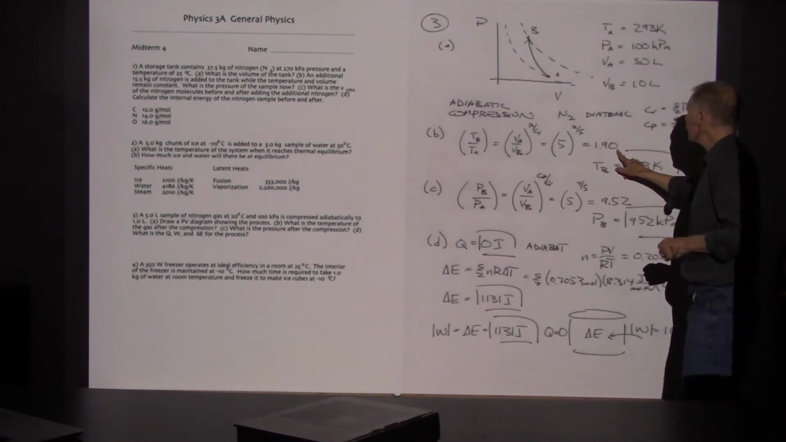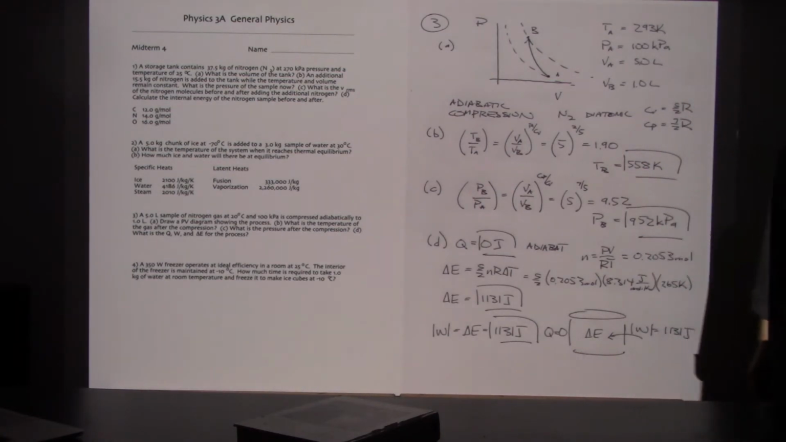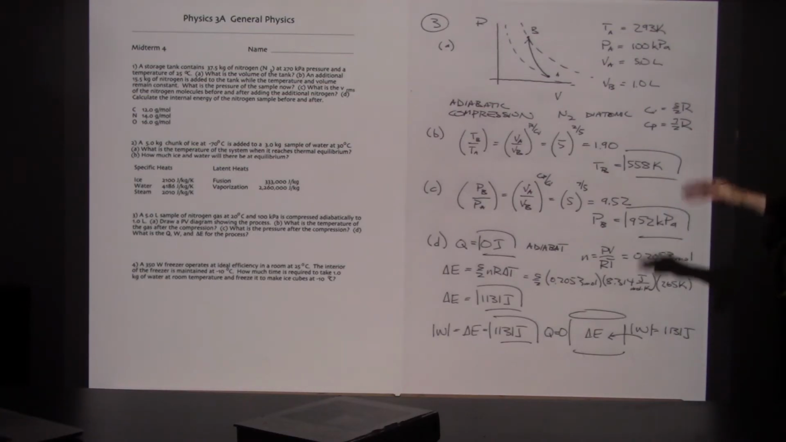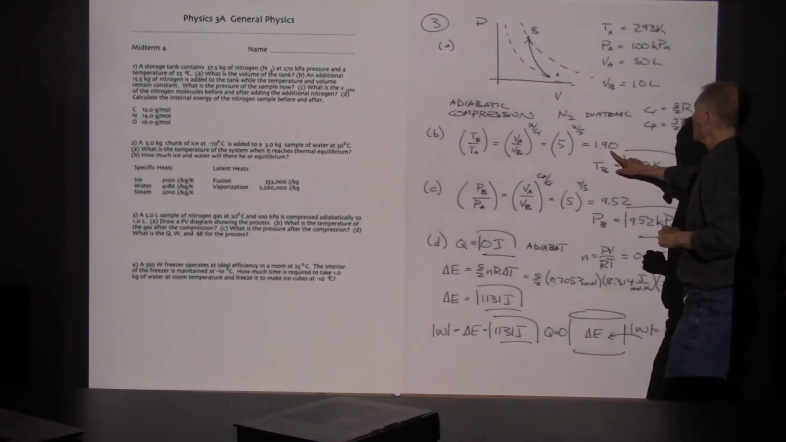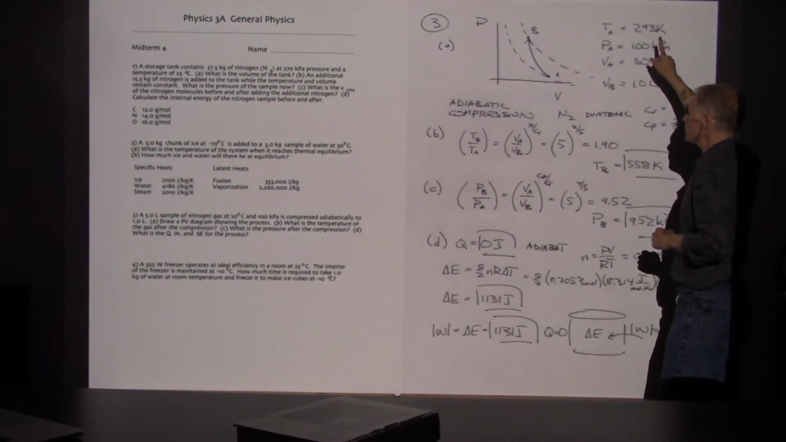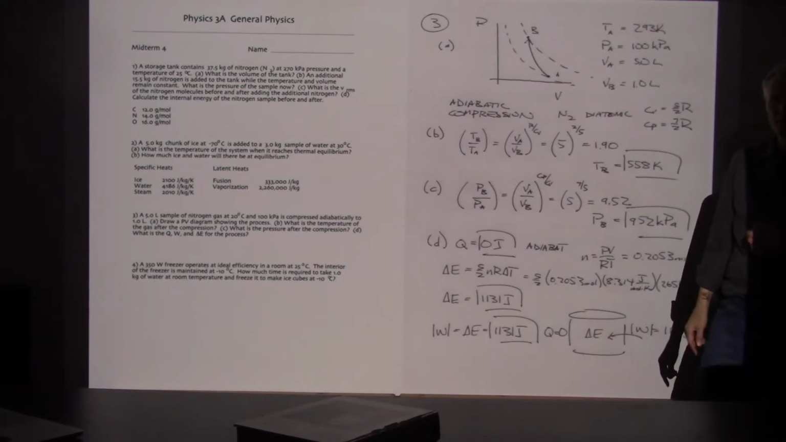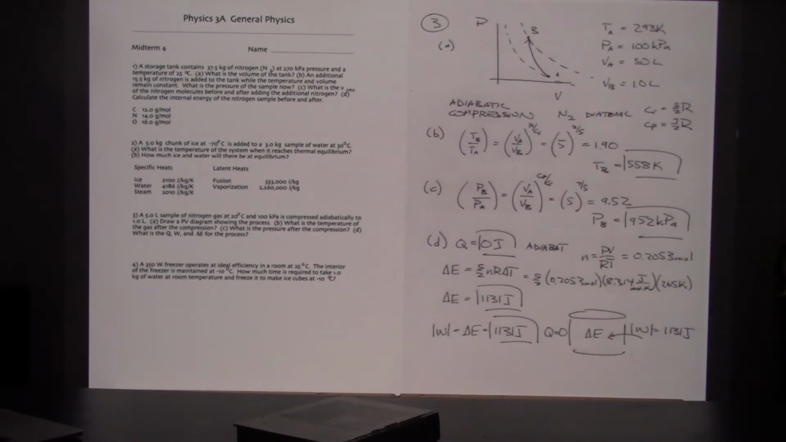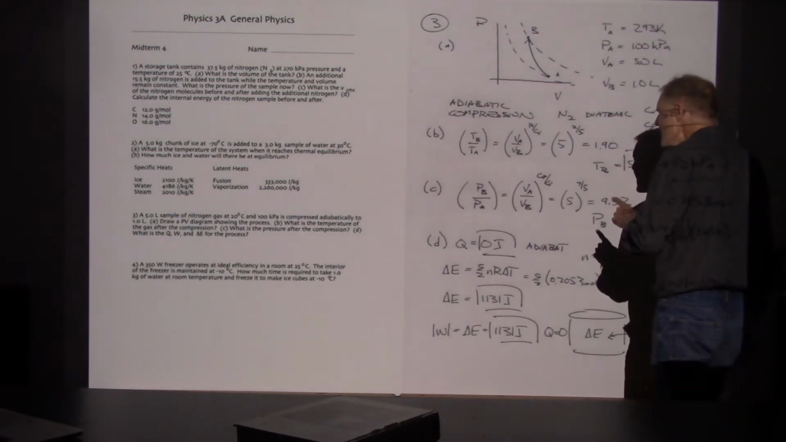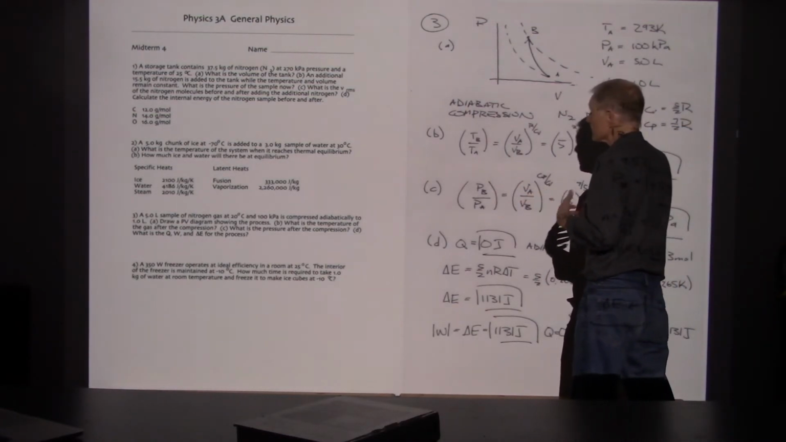That is a factor of 1.90. So the temperature is going up by a factor of 1.90. We knew it had to go up. If it wasn't going up, we would know something went wrong. We did the math wrong somewhere. But it did go up by 1.90. Plugging that into temperature A, multiplying that by 1.90, it says temperature went all the way up to 558 Kelvin. So that's a lot. The temperature went up by a lot when we compressed this by a factor of 5. So pretty significant effect.